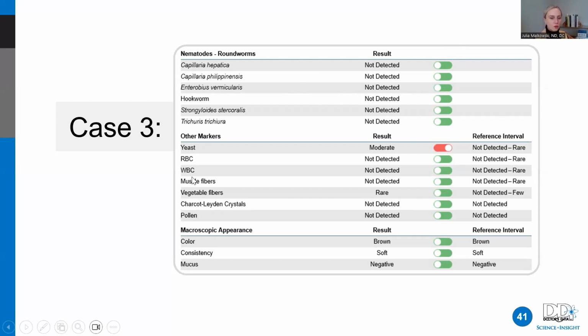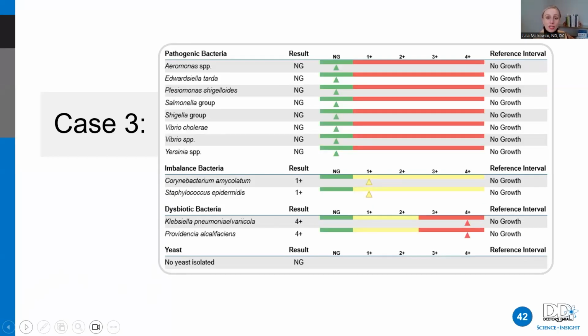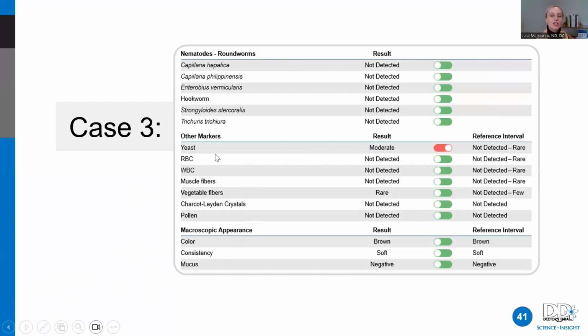Other markers are within range here. So we don't see any red blood cells, white blood cells. That's good. And then we are looking at the pathogenic bacteria. These are within range, and the imbalanced bacteria are within range. But then we do see the Klebsiella and the Providencia bacteria. I had that mistaken. The Providencia bacteria. So in this case, yes, SIFO. We're thinking SIFO, my bad. So we're thinking potentially SIFO for this patient.